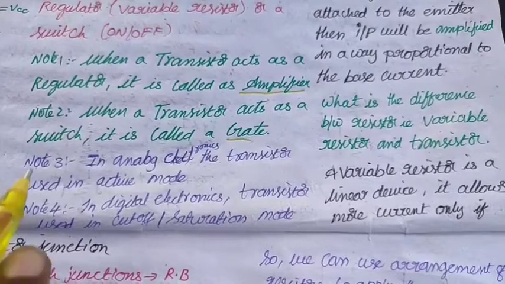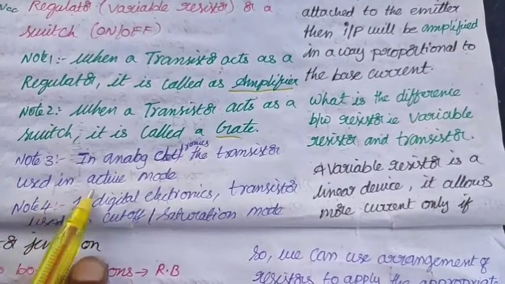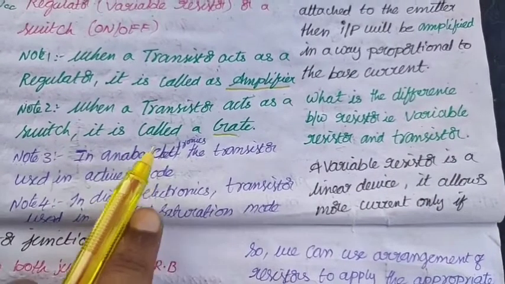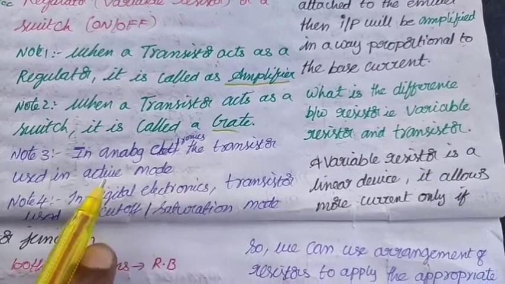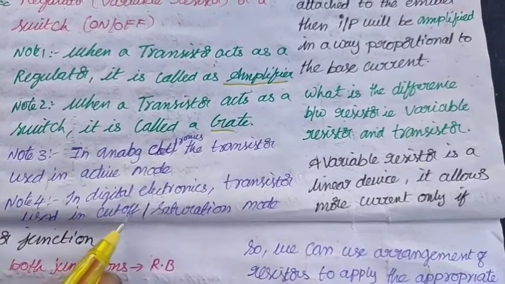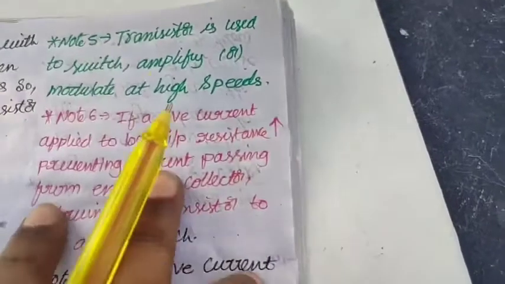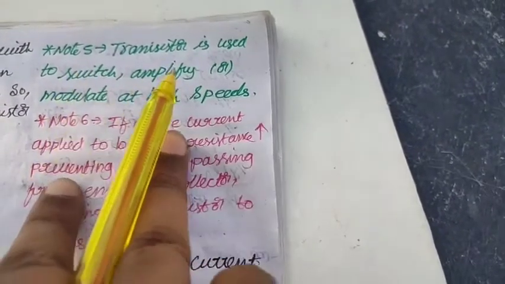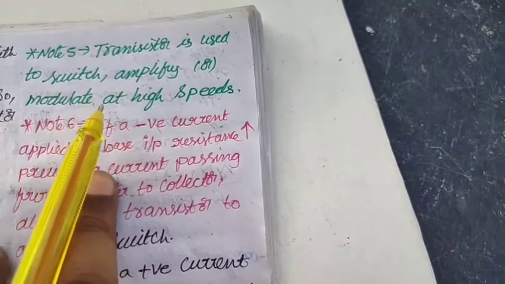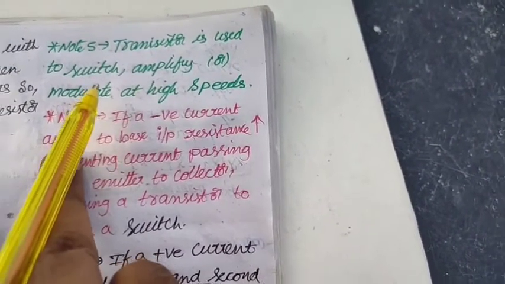In analog electronics, the transistor is used in active mode. Remember, in analog electronics, the transistor is used in active mode. In digital, the transistor is used in cutoff and saturation modes. A transistor is used to switch, amplify or modulate at high frequencies. These are some applications of the transistor.